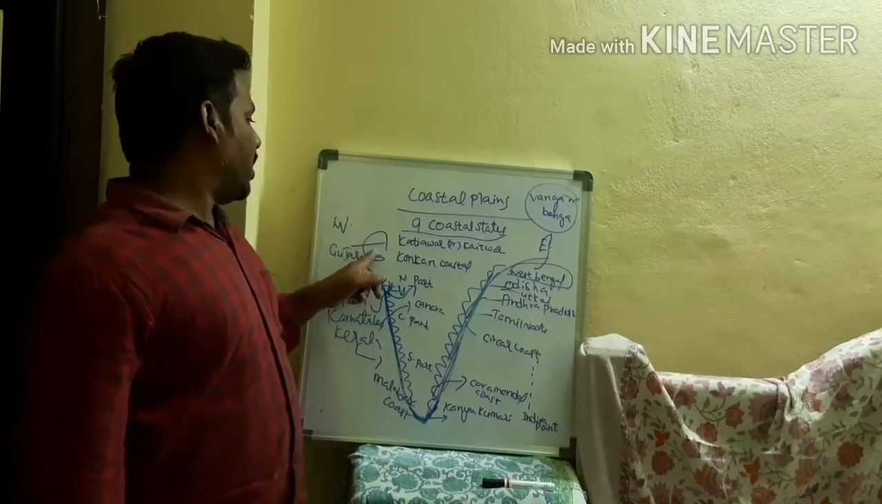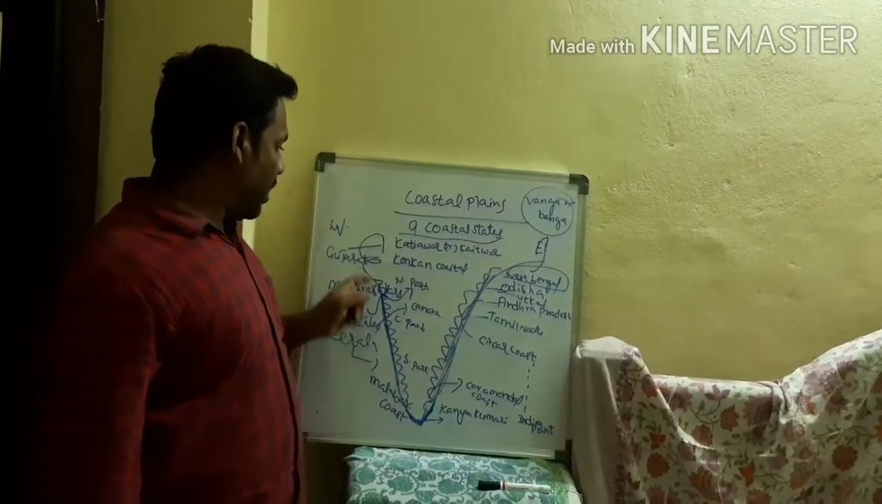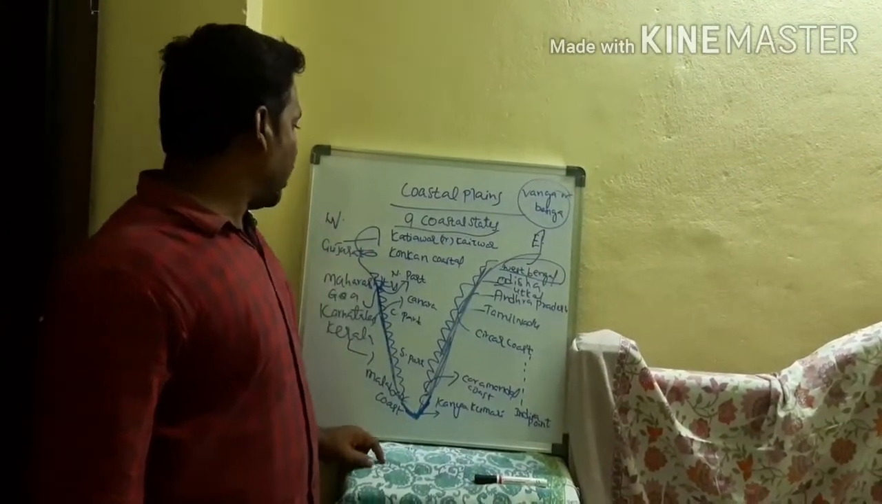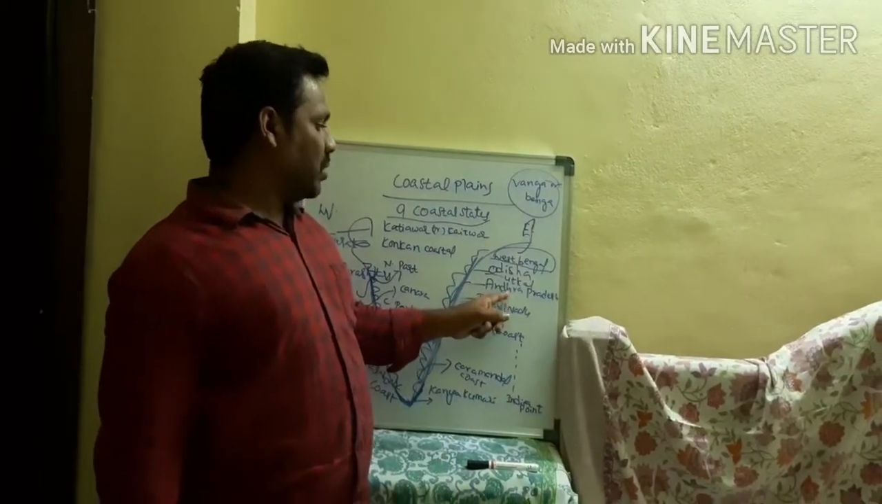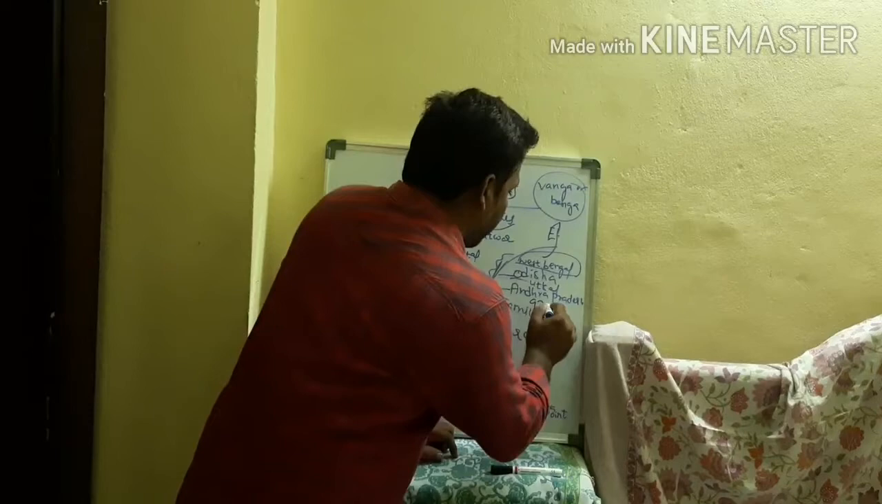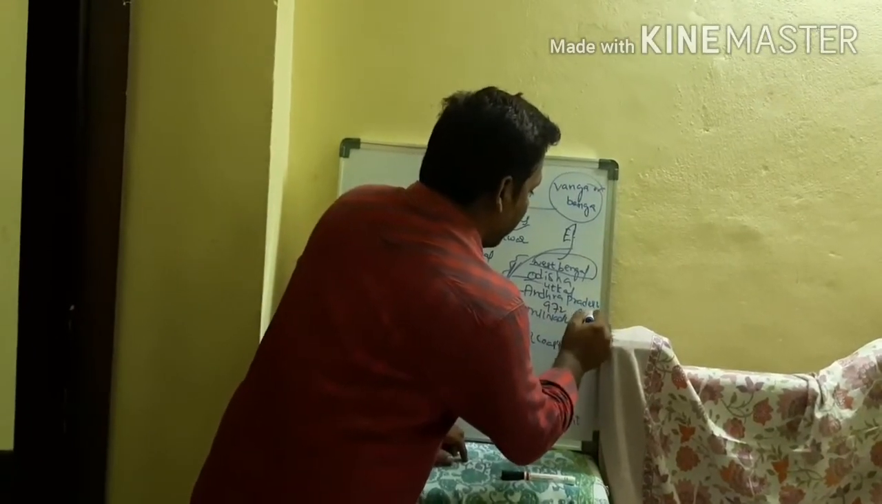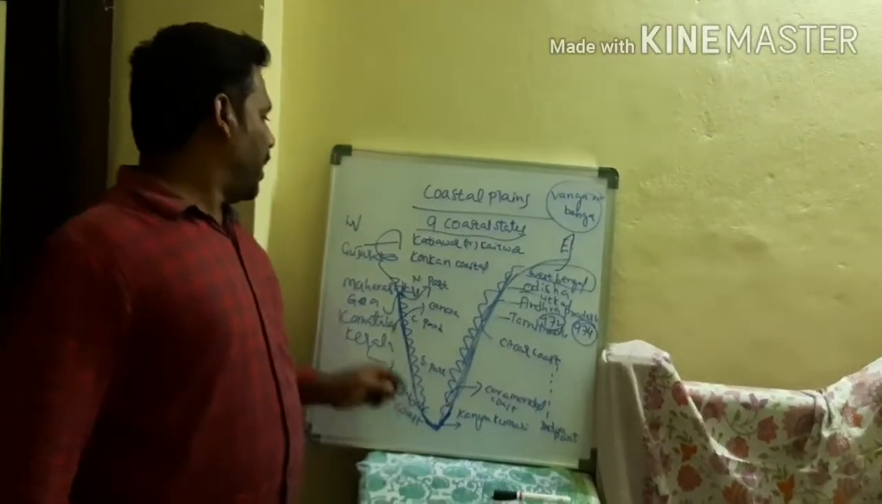Which is the longest coastline in our India? Gujarat has the longest coastline, with 1074 kilometers. Coming to AP, it is the second largest coastal state in India, with about 972 or 974 kilometers.